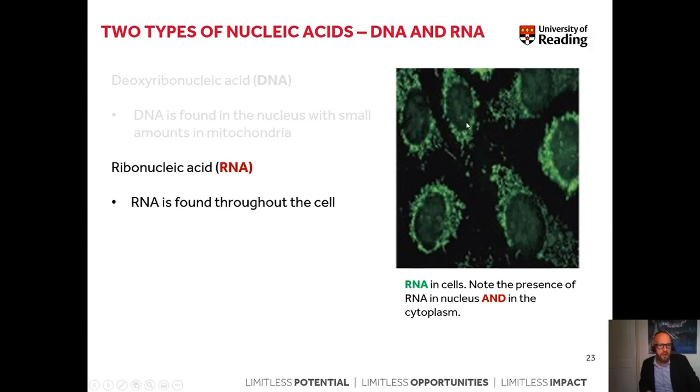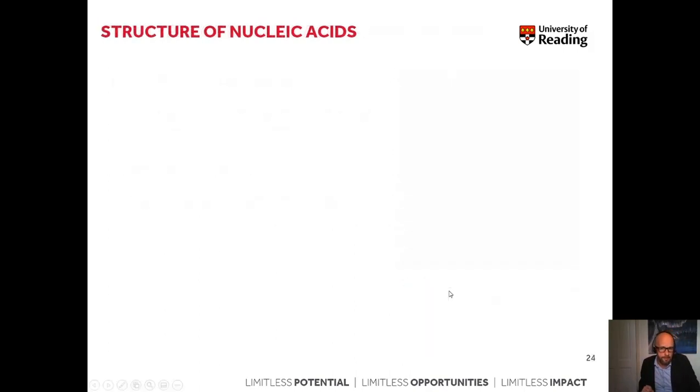Here the scientists stained all of the RNA molecules with a green dye, and here DNA is not stained. As you can see, there is a lot of RNA surrounding the nucleus, but even in the nucleus there are a few green bits, indicating that RNA is present in the nucleus and in the cytoplasm. So what do those nucleic acids look like?